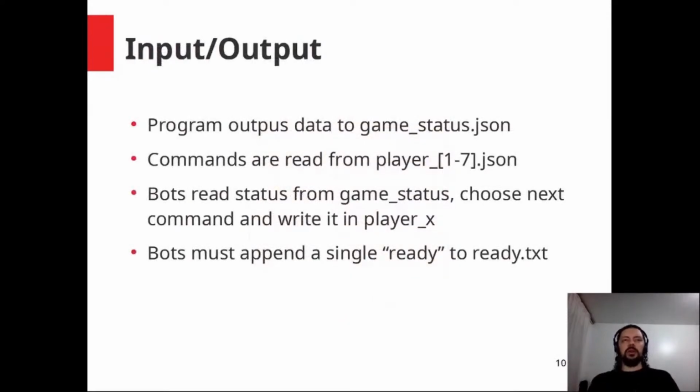The input and output are as follows. The program outputs data to gamestatus.json and commands are read from the player_number.json. The bots read status from game status, choose the next command, and write it in player_some number.json. And they have to append a single ready to the ready.txt file.